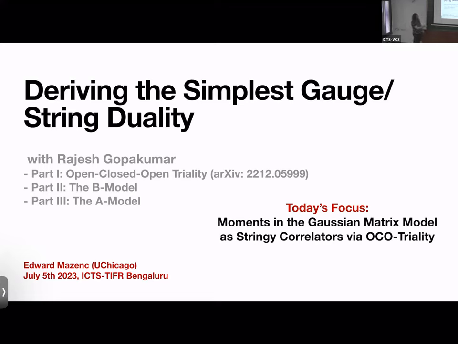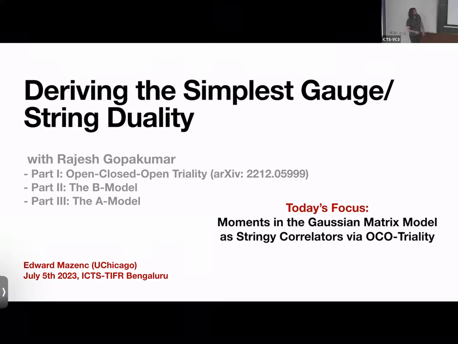that we can look at a very simple zero plus zero dimensional integral, a theory of N squared IID random variables, and show you that somehow secretly in there is hiding a string theory. That somehow the moments of this theory can be rewritten as correlation functions in some string theory. And the physical tool that we'll be using is what's called open-closed-open triality. And of course, I'll tell you what that is.